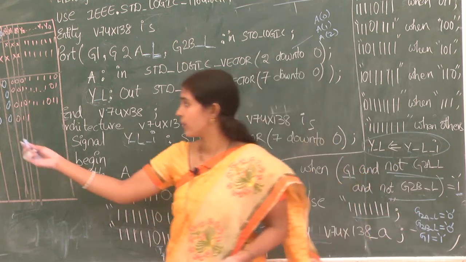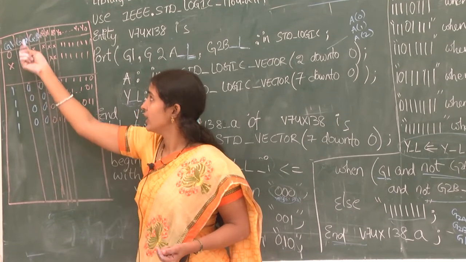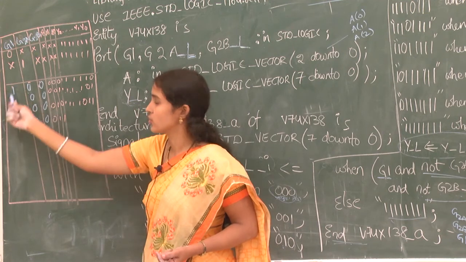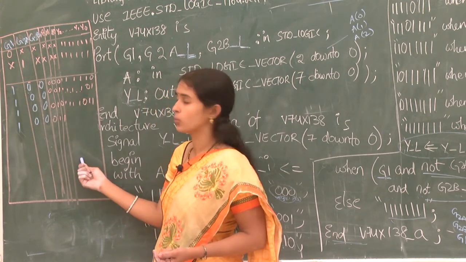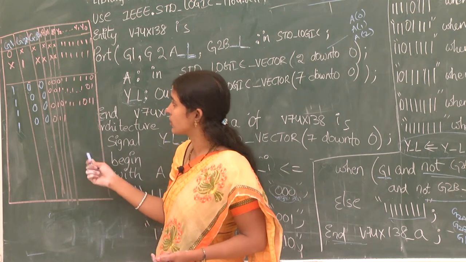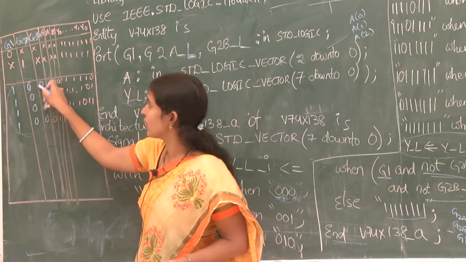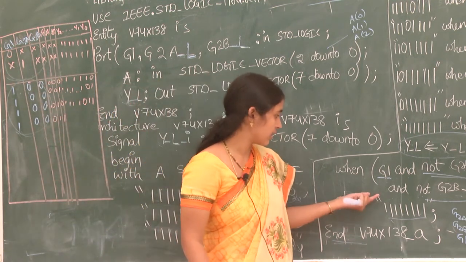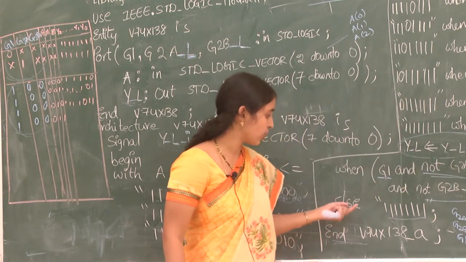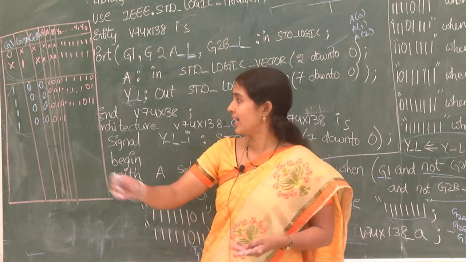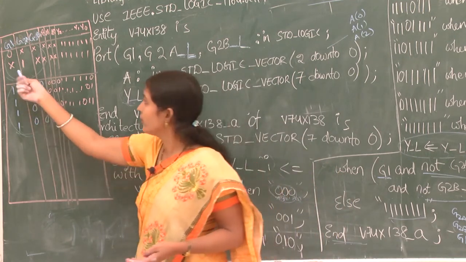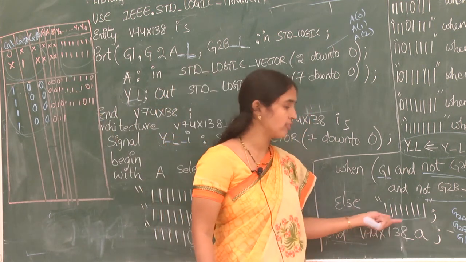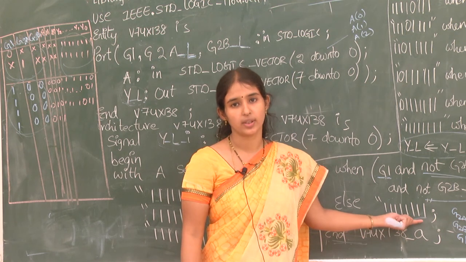From this truth table, you can see G1 is equivalent to 1, G2A is equivalent to 0, and G2B is equivalent to 0. Whenever these inputs are given, only then will you get your outputs. Other than these enable inputs, if you give any other enable inputs, what will you get? The output will be 1. That means else it will all be 1. All will be in a disabled state.